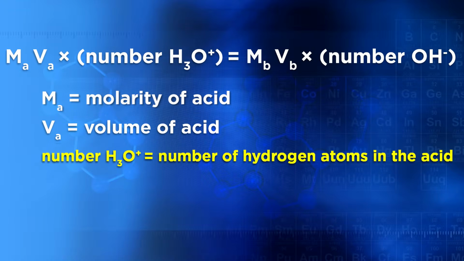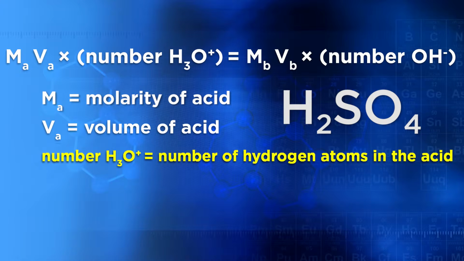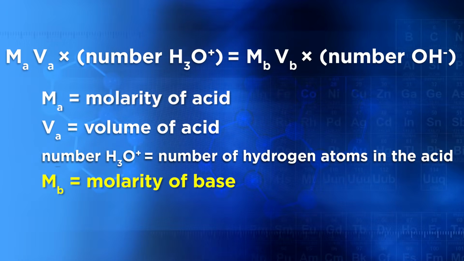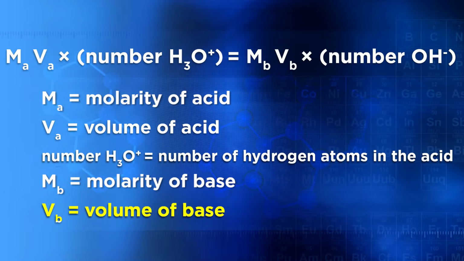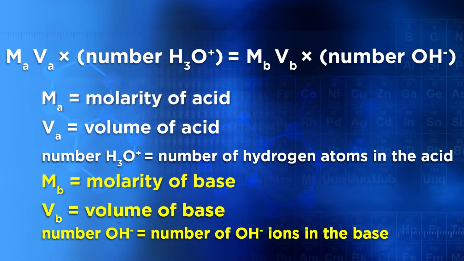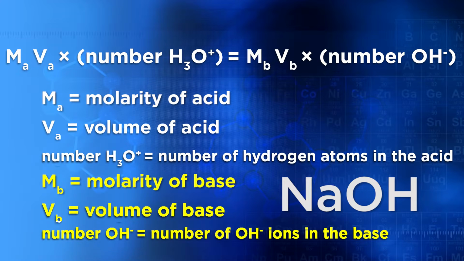Ma and Va are multiplied by the number of hydrogens found in the formula of the acid being used. For example, HCl would have a value of 1 assigned for the number of H3O+. Sulfuric acid, H2SO4, would have a value of 2. Mb refers to the molarity of the base. Vb is the volume of the base. Mb and Vb are multiplied by the number of hydroxides present in the formula of the base. For example, sodium hydroxide, NaOH, has only one hydroxide.